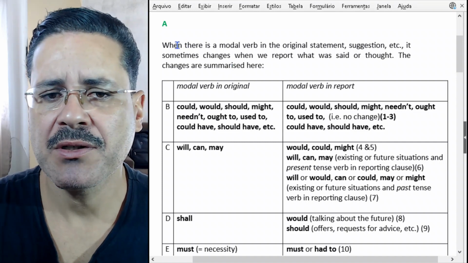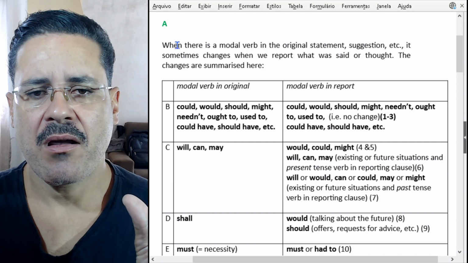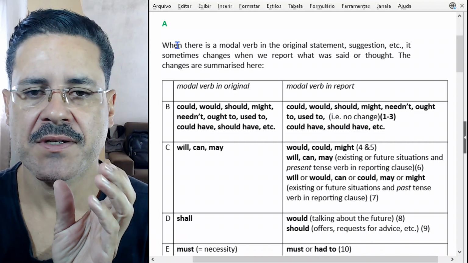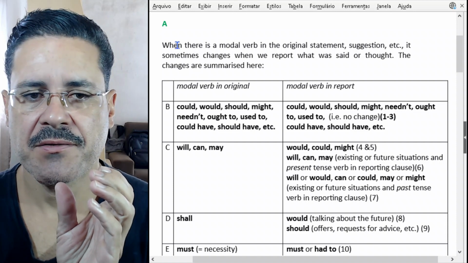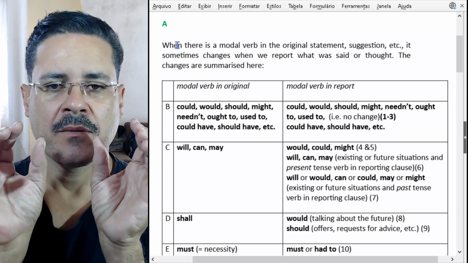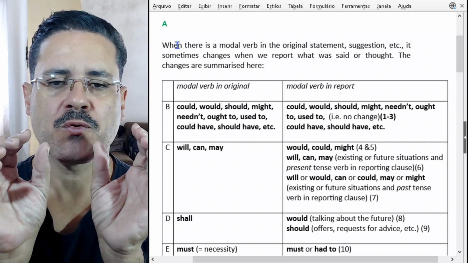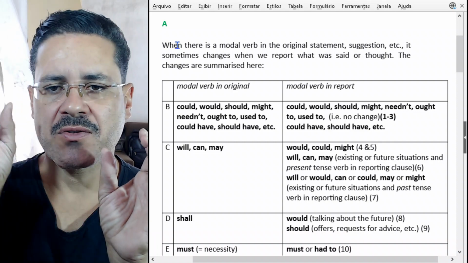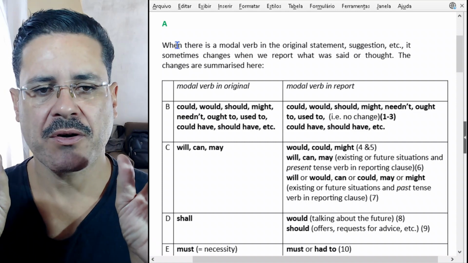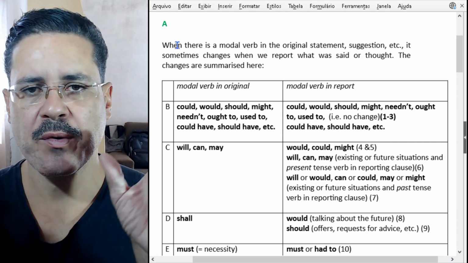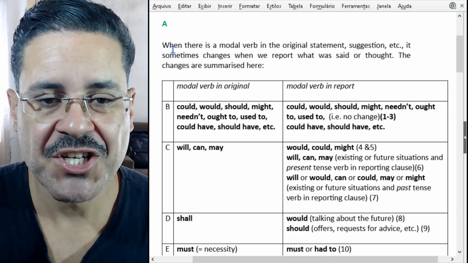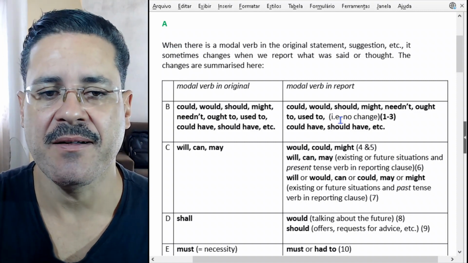When there is a modal verb in the original statement, suggestion, etc., it sometimes changes when we report what was said or thought. So you say something here and we report this same thing here. We're talking about reported speech and reporting speech, but this time using modal verbs. The changes are summarized here.